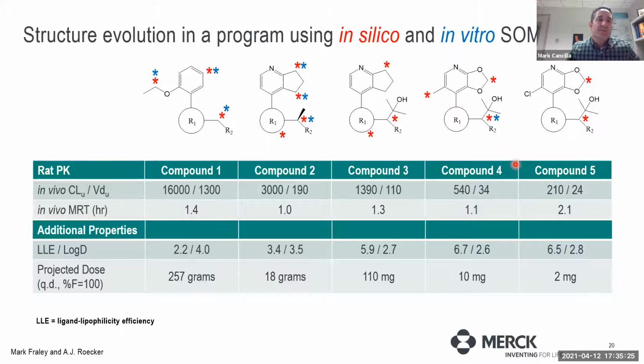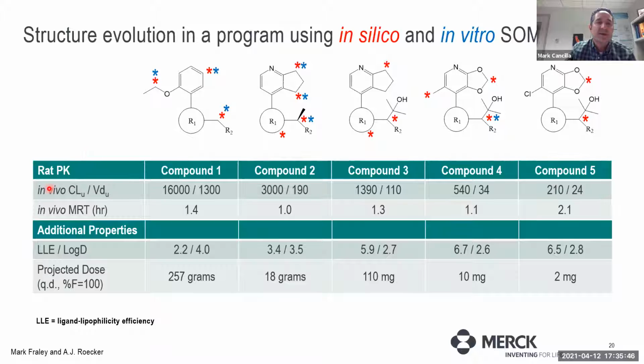I want to show how we did some structural evolution. In red are the in silico predictions. I had to mask the molecule, of course. Mark's not going to let me show a molecule. In red are the in silico predictions for metabolism, and in blue are the sites that we actually identified. And then here are some PK parameters for those molecules.